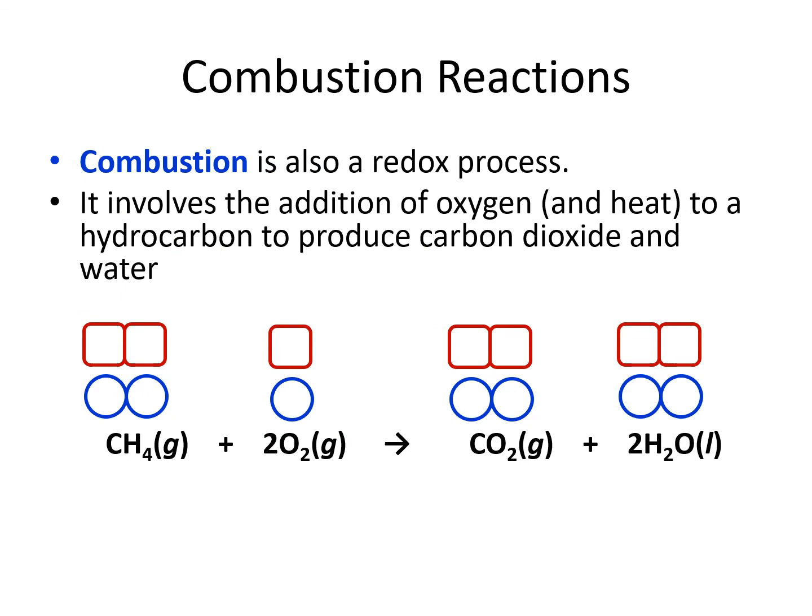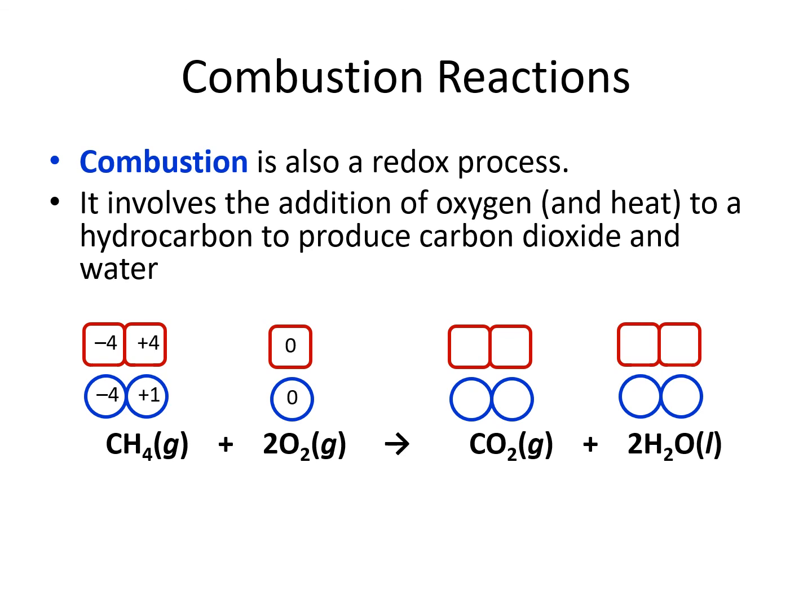Our last type of reaction is combustion. We've talked about combustion reactions before. They have a hydrocarbon reacting with oxygen to make CO2 and water. We can identify our oxidation numbers in this reaction. The hydrogen in methane is a +1. There are 4 of them, so that's a total of +4 coming from the hydrogens. The carbon must be a -4 to make it a neutral molecule. Then we have oxygen in its elemental form, which is going to have an oxidation number of 0.